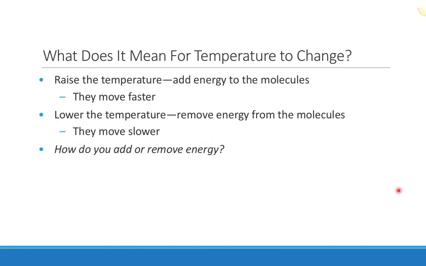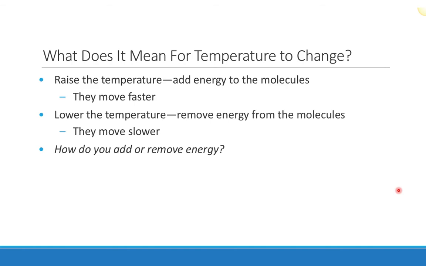So what does it mean if we're going to change the temperature of an object? How do we raise the temperature? In order to raise the temperature, we have to add energy to the molecules to make them move faster. If we want to lower the temperature of an object, we have to remove energy from those molecules and make them move slower. Right? So if we're talking about a gas or a liquid or even a solid, we have to either add energy to make them go faster or remove energy to make them go slower.